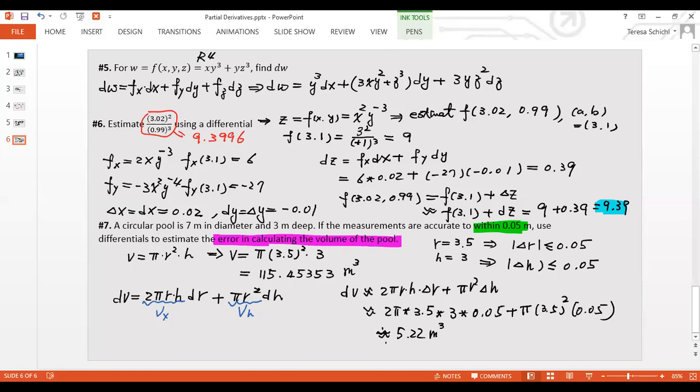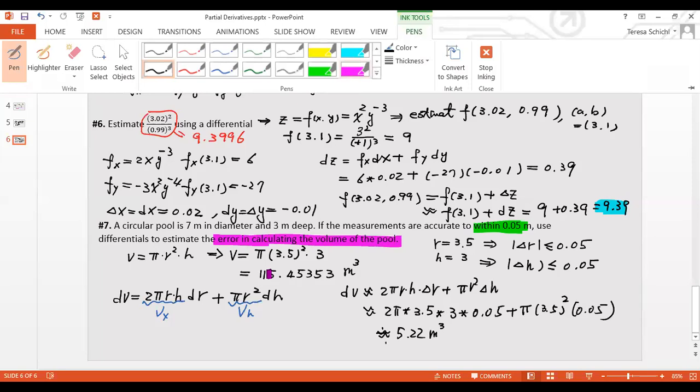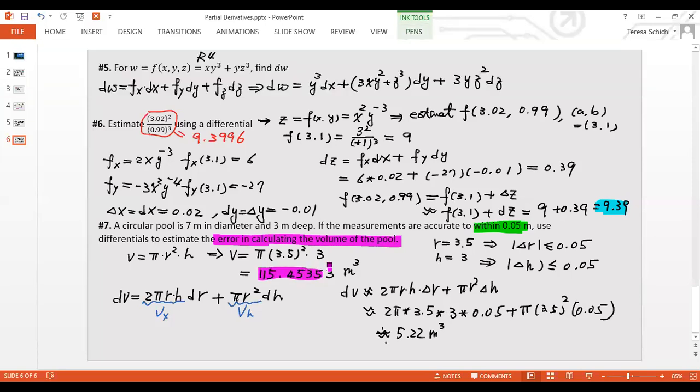That means the true volume will be about 115.5 meters cubed. Because of your measurement error, the volume you calculate could vary from 110 to 120. Of course, we said the measurement error is within 0.05, so that's the maximum error I can have. That means the volume you calculate could range from 110 to 120.